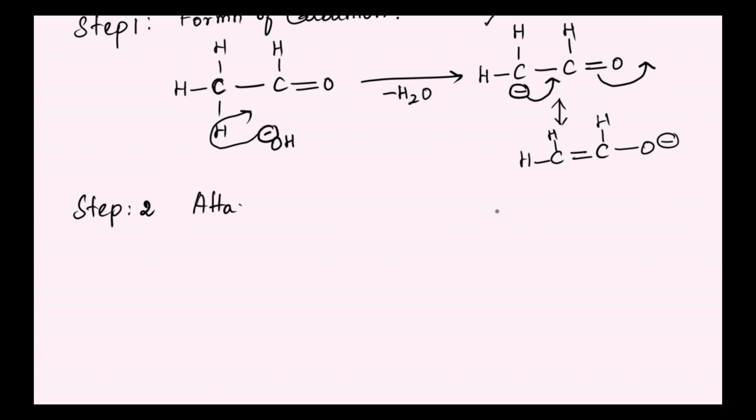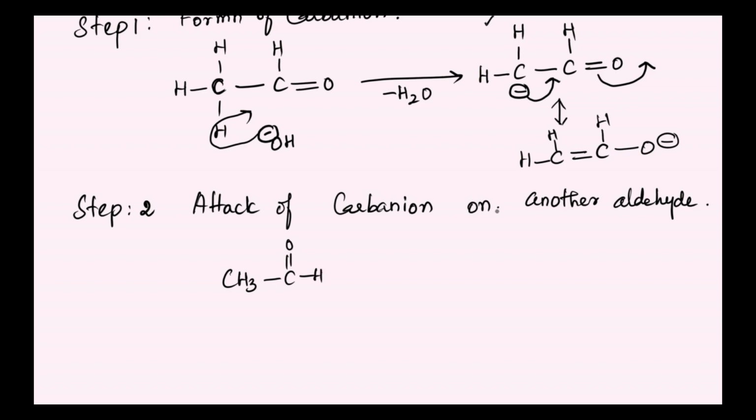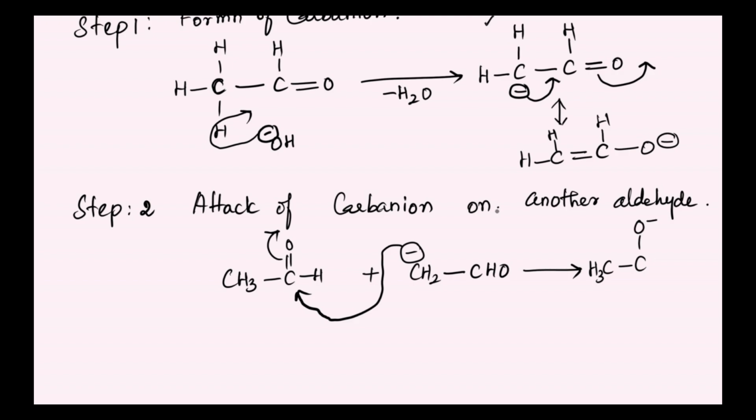Attack of carbanion on another aldehyde. We took 2 aldehydes. So people also refer to this carbanion as enolate, so don't get confused in that area. Carbanion or enolate, both are the same. So I'm taking another aldehyde. Our carbanion is here, CH2 minus with CHO. So what will happen? As I told, attack, O minus, which will lead to CH3 CH O minus, CH2 CHO.